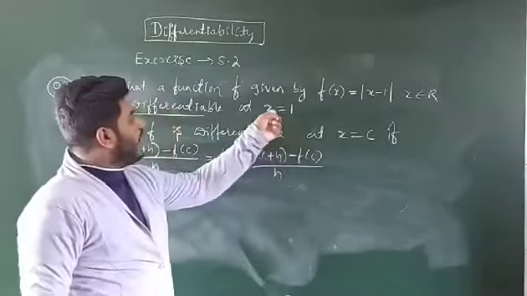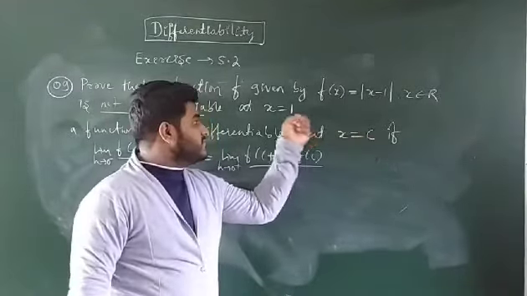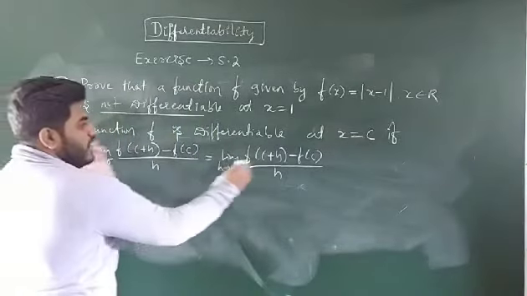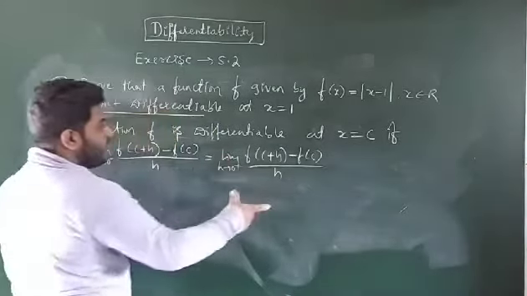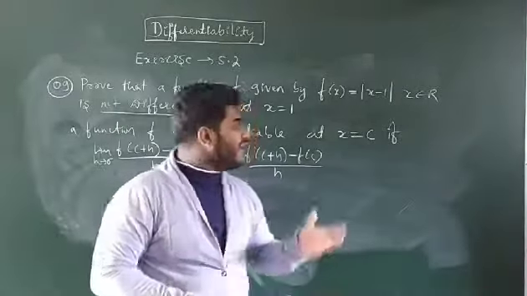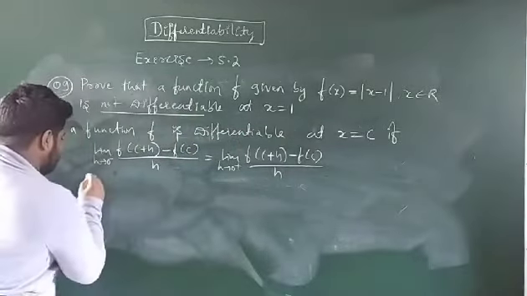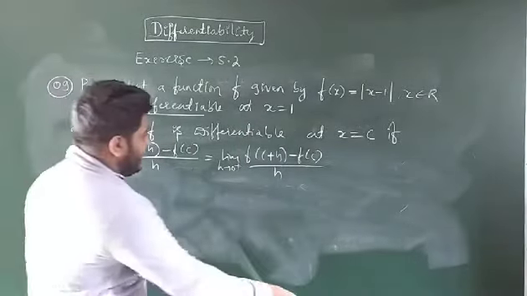But here the point they given is 1. That means c is 1. We have to find out this LHL and this RHL, and we have to see whether those are equal or not. If they are not equal, then it is not differentiable at that point, right? So let us start now.